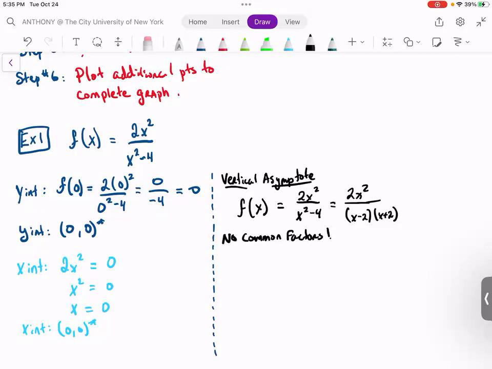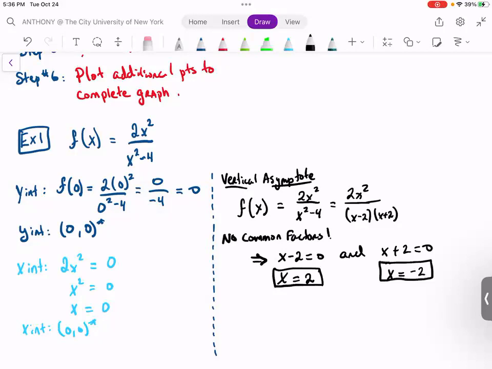right? So here we'll have x minus 2 is equal to 0 and x plus 2 is equal to 0. In the first case, you got x equals 2. In the second case, you got x equals negative 2. Both of these values are my vertical asymptotes.